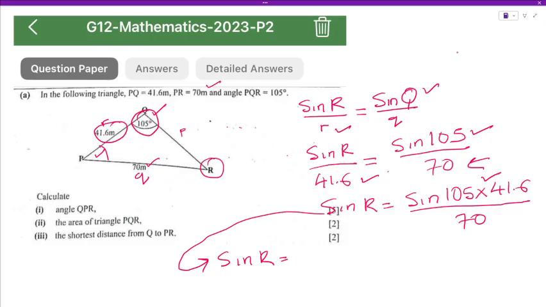Okay, that gives me a decimal. There's no need for me to write it down. This is paper 2, we have a calculator, so I'll just say divided by. I'll just press the division symbol on the calculator, and then I punch 70. You can see the denominator here is 70. Okay, so we punch everything here. The answer you should find should be, let me punch again, sine 105 close bracket times 41.6.